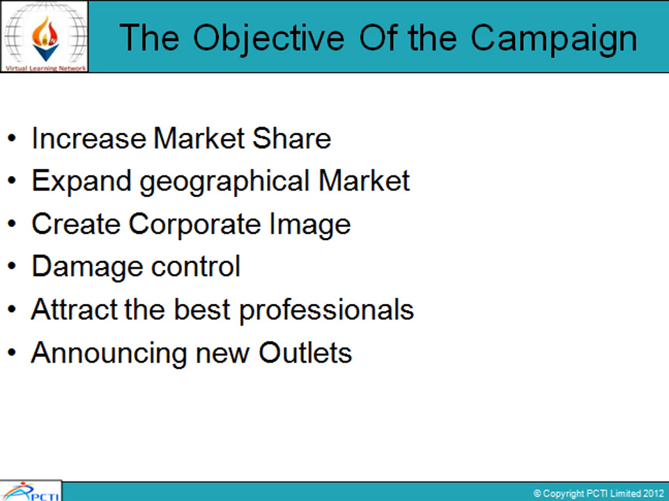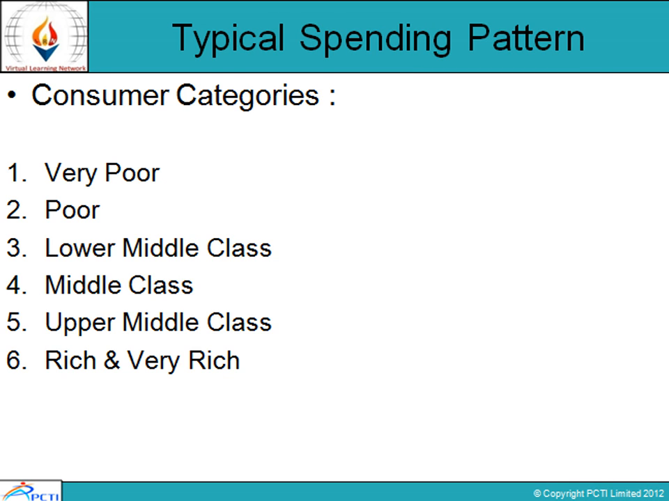It also helps in creating a good corporate image. Furthermore, it helps in damage control and attracting the best professionals, and it helps in announcing the new outlets that are there. So when we say typical spending power, it is a very vital part of predicting the expected volume of business.